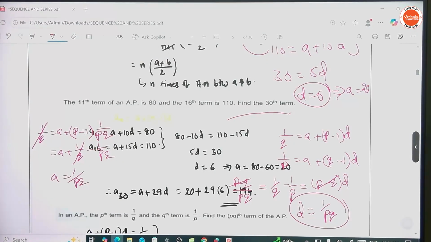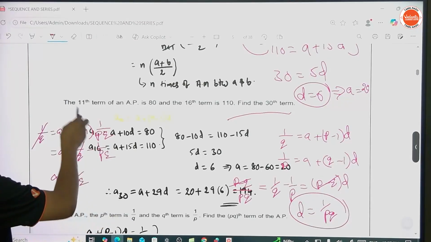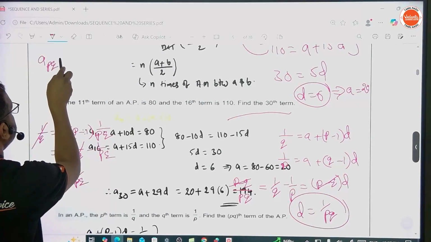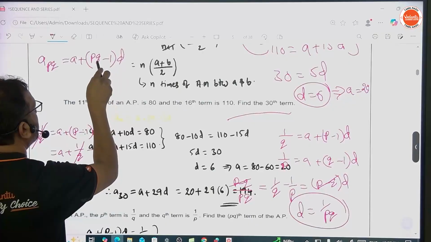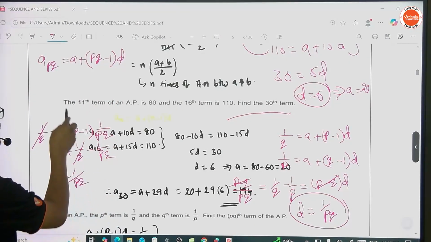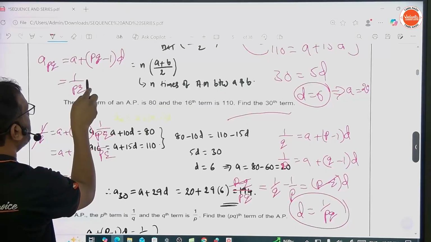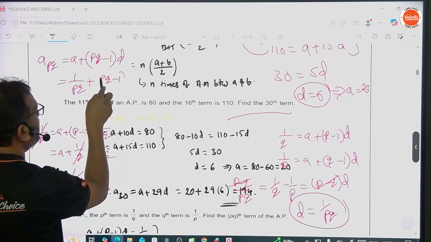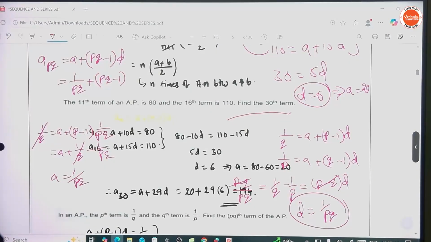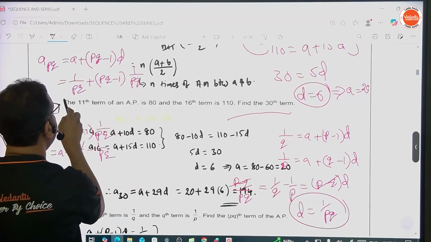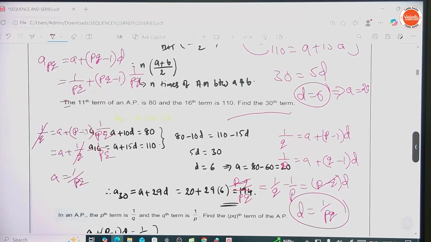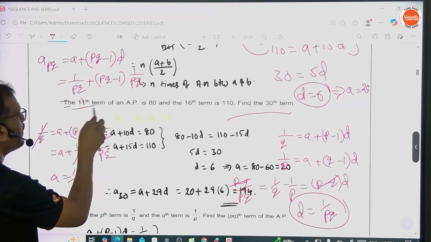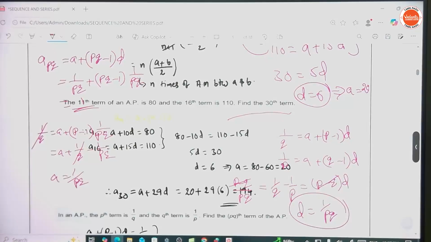Now he is asking the PQth term. The PQth term is what? A PQ, right? This is equal to A plus (PQ minus 1) into D. What is the A value? 1 by PQ plus (PQ minus 1) into the D value, which is again 1 by PQ. So if you simplify, taking 1 by PQ common, PQ minus 1 plus 1 is PQ, so PQ by PQ will be 1. Clear?